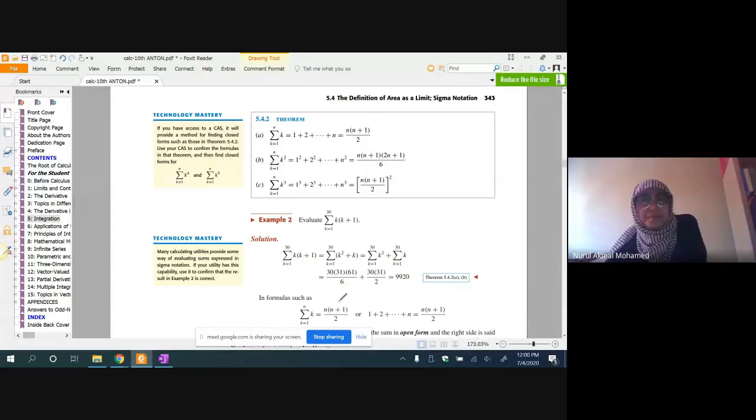And then for this part here, the summation of k is given by n multiplied with n plus 1 divided by 2. So 30 multiplied with 31 divided by 2, by using this formula. And then you use the calculator, you sum up, you get 9920.